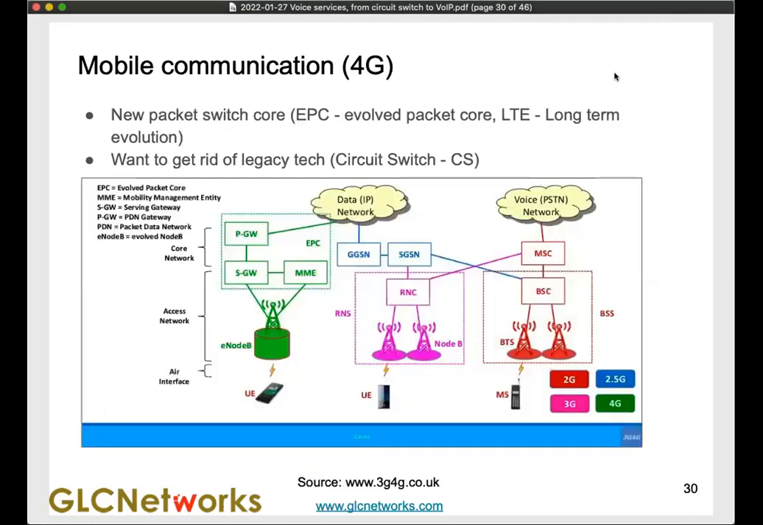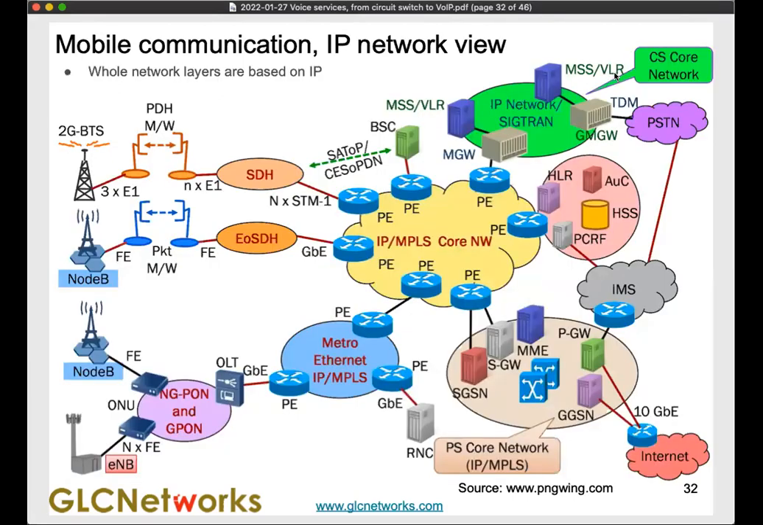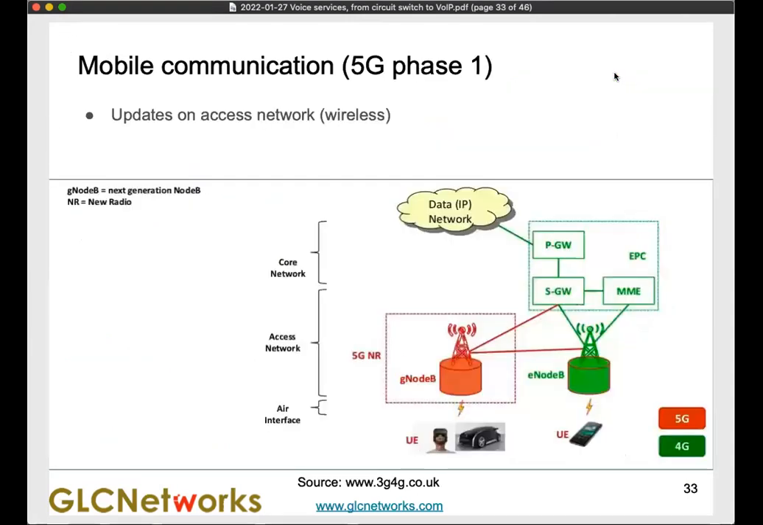But on 4G, it's different. Of course, you have a new air interface and new modulation, but the proposal for 4G is that they want to get rid of the legacy technology, which is the circuit switch. And on 5G we don't have any circuit switch anymore. On phase one, we are doing 4G and 5G at the same time.